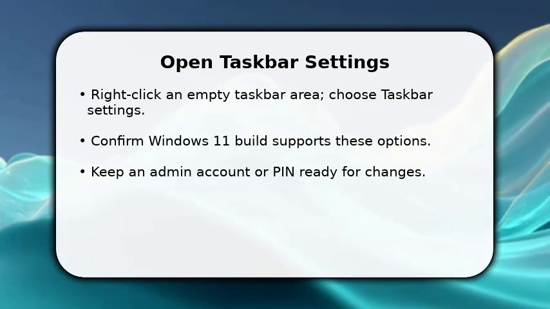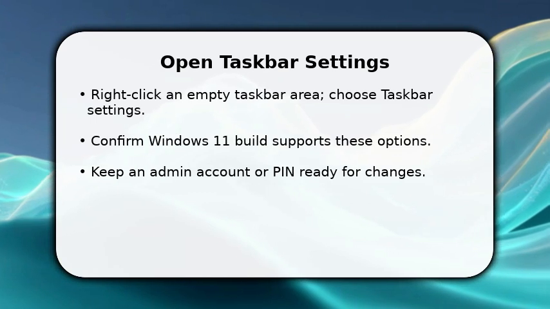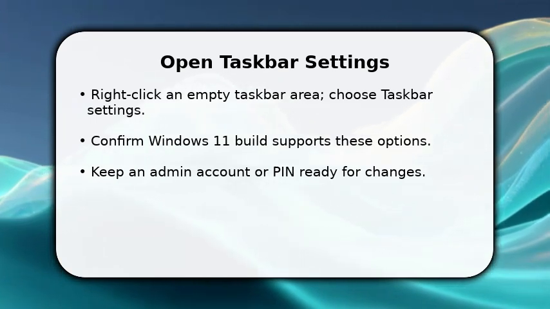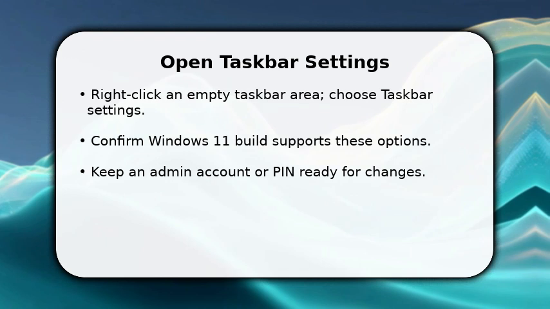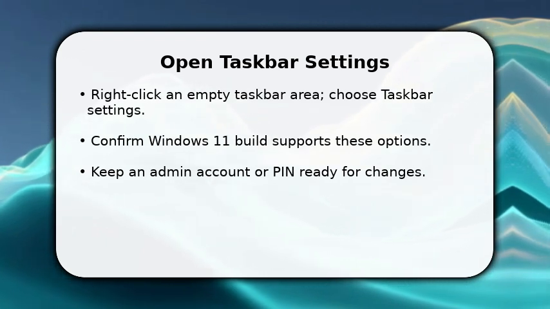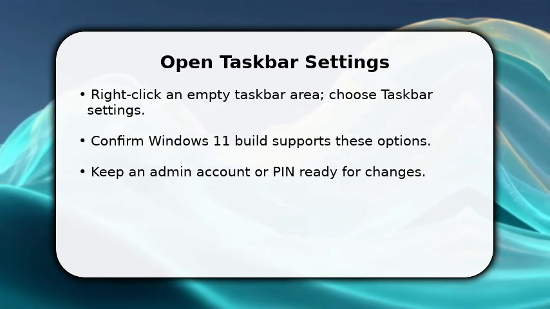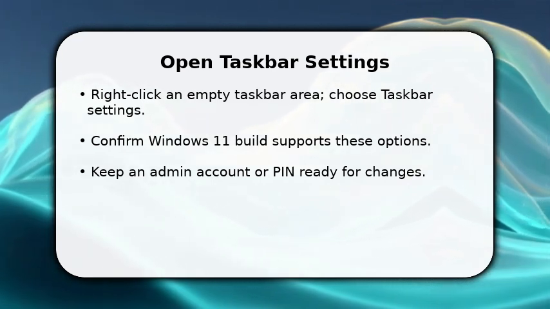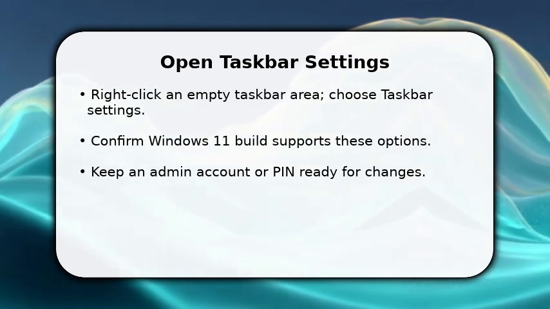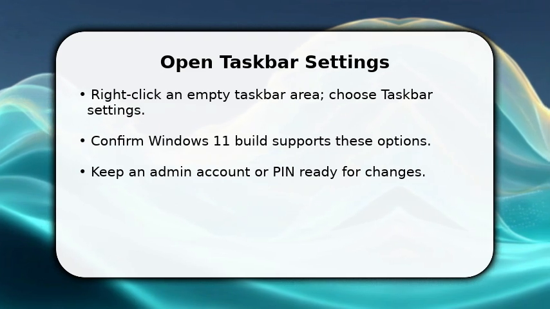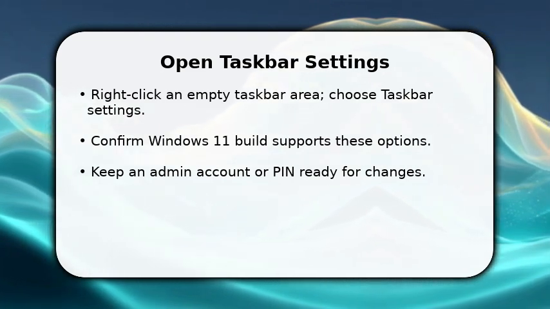You start by opening Taskbar settings directly. Right-click an empty area of the taskbar and select Taskbar settings. Once done, make sure you're signed into an admin account so changes apply system-wide. You'll see categories like Taskbar Behaviors and System Tray. Focus on visibility and quick actions first. This gets you into the control surface immediately.